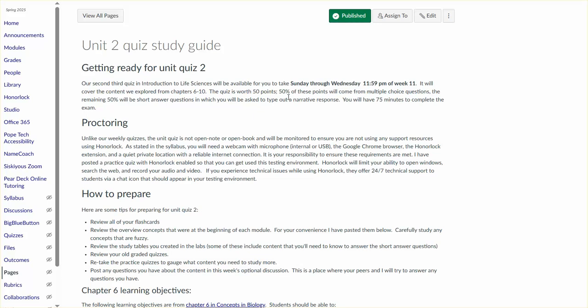This Unit 2 quiz is going to be open during week 11. So not this week, but this week I'm providing you with the study guide so that you can get a head start on studying. Specifically, the Unit 2 quiz is going to be open from Sunday through Wednesday during week 11. It's also going to be proctored in HonorLock, so this is a closed book test. Everybody's going to be monitored using HonorLock during their testing.